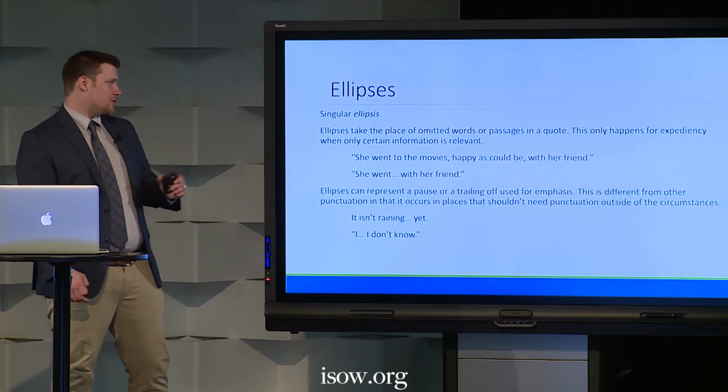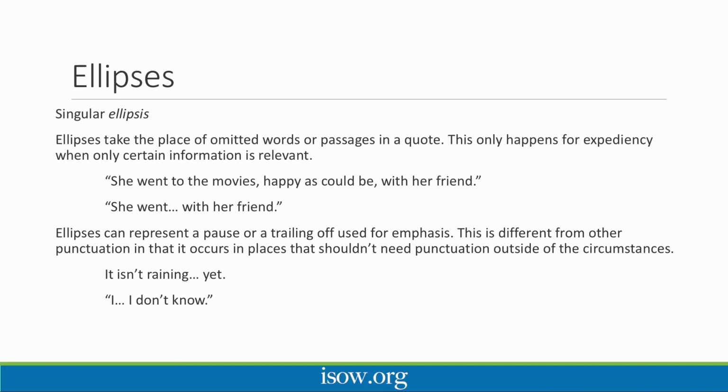So ellipses, or singular ellipsis. Ellipses are the three dots that you see. It looks like three periods. They take the place of omitted words or passages in a quote. This is their primary use. This only happens for expediency.